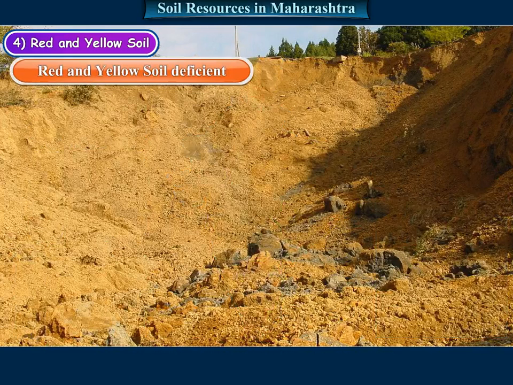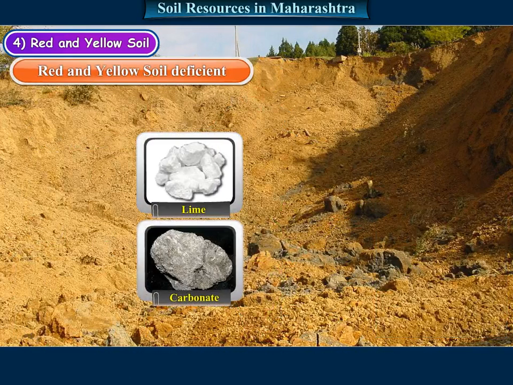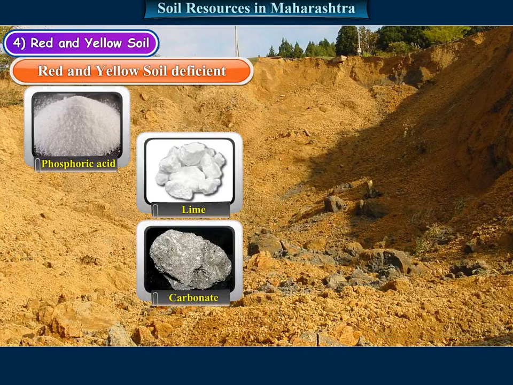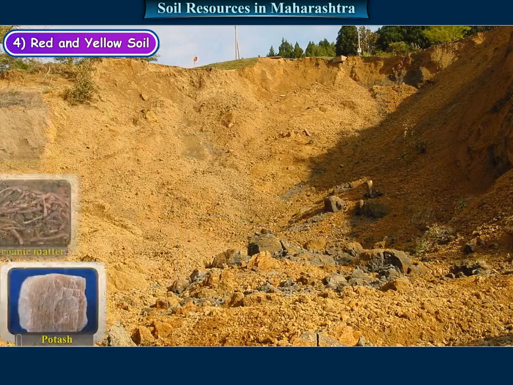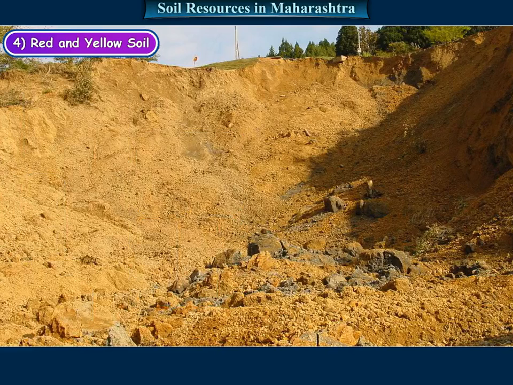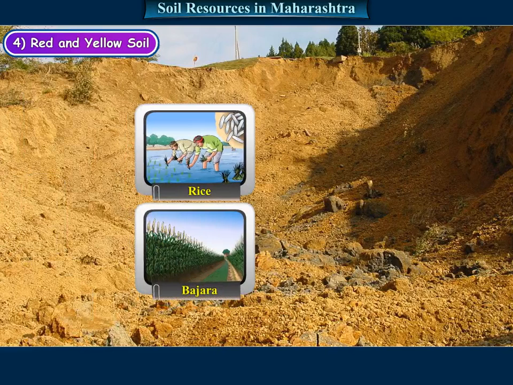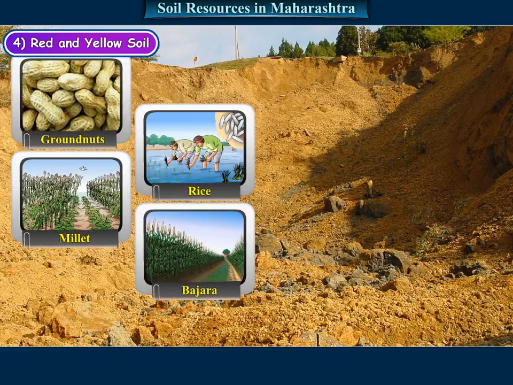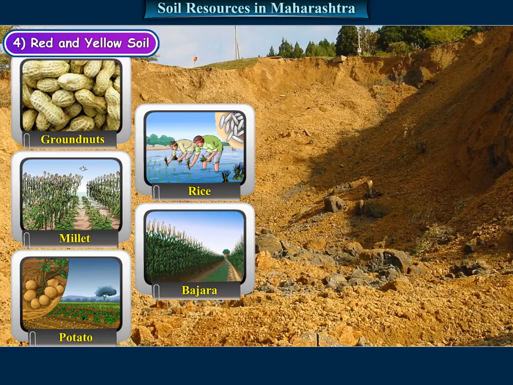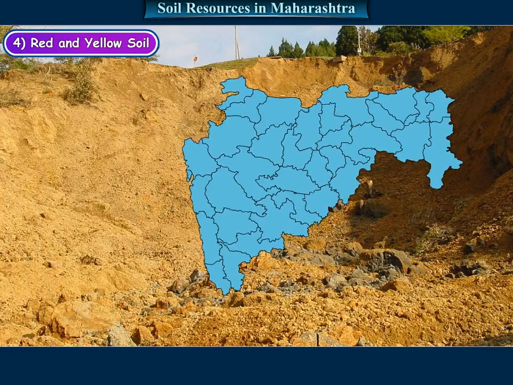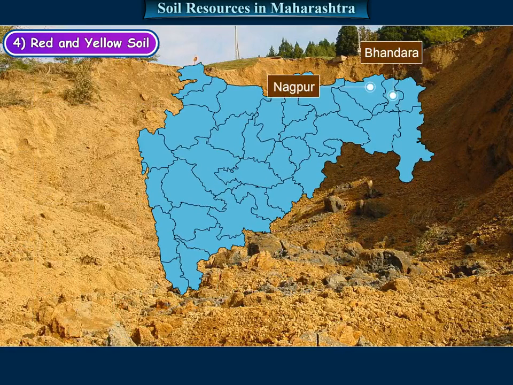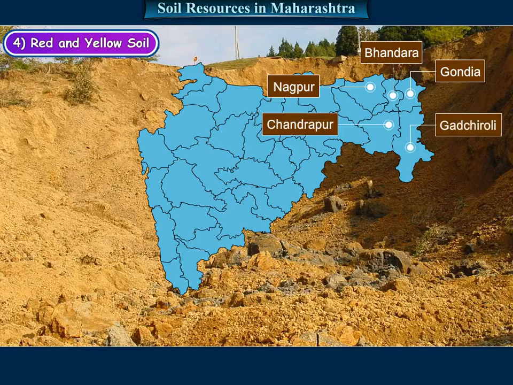These soils are deficient in lime, carbonate, phosphoric acid, organic matter, and potash. These soils are suitable for rice, bajra, groundnuts, millet, and potato cultivation. In Maharashtra, the red and yellow soils can be found in Nagpur, Bhandara, Gondia, Chandrapur, and Gadchiroli districts.